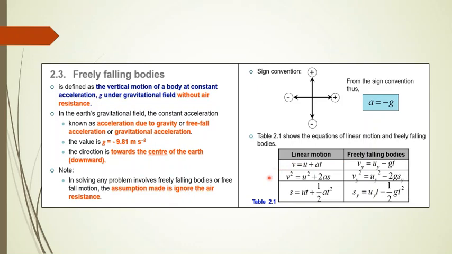v squared equals u squared plus 2as, whereas free fall motion will become vy squared equals uy squared minus 2g sy. s equals ut plus half at squared will become sy equals uyt minus half gt squared.